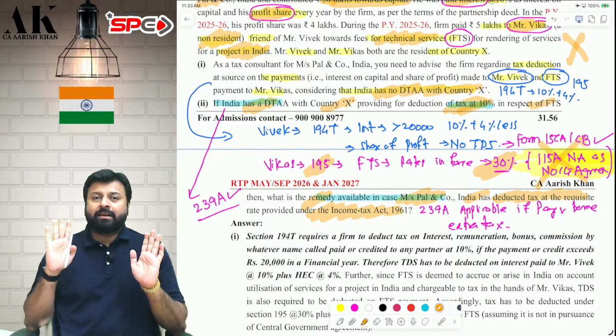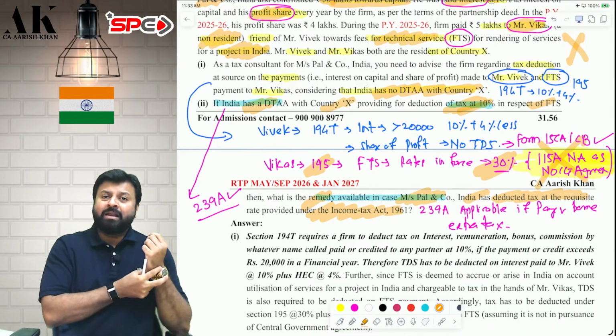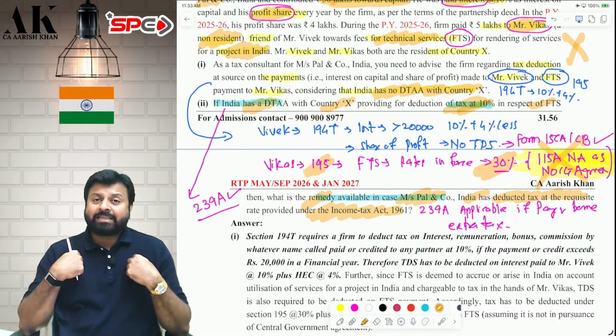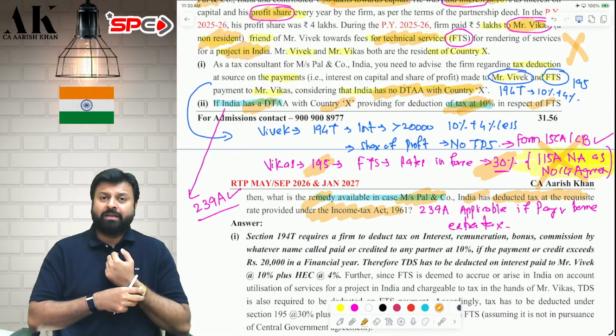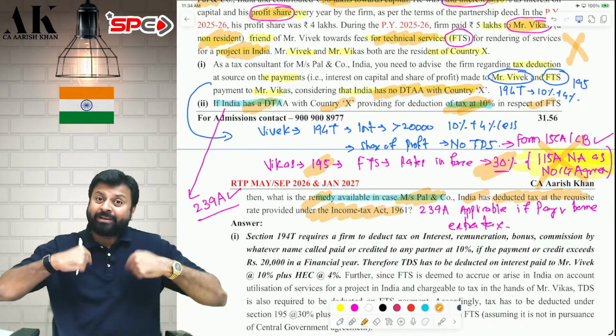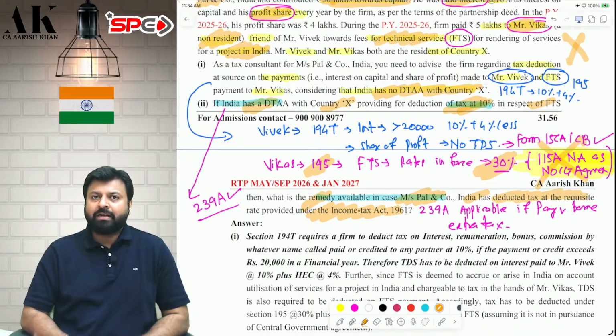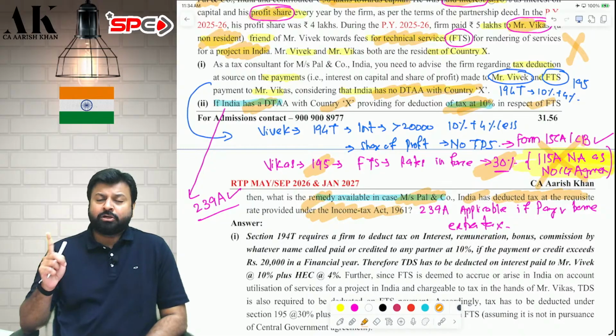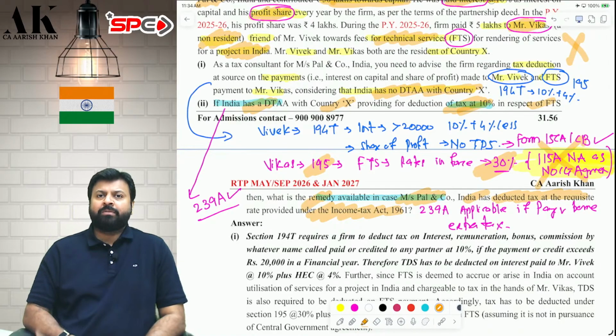In that case, there is a remedy available to Pal and Company under section 239A with one assumption. The assumption is that the tax is borne by Pal and Company, the payer, that is, the tax is paid by the payer by grossing up the income. Then Pal and Company will get a remedy under 239A. What is that remedy? Pal and Company has to make an application to the assessing officer within 30 days from the date of payment of tax for refund of the remaining 20%.